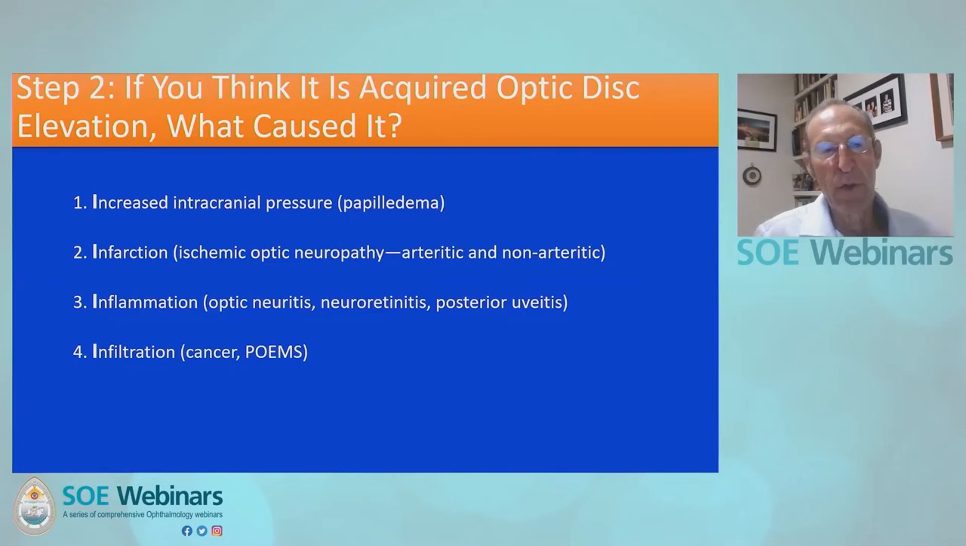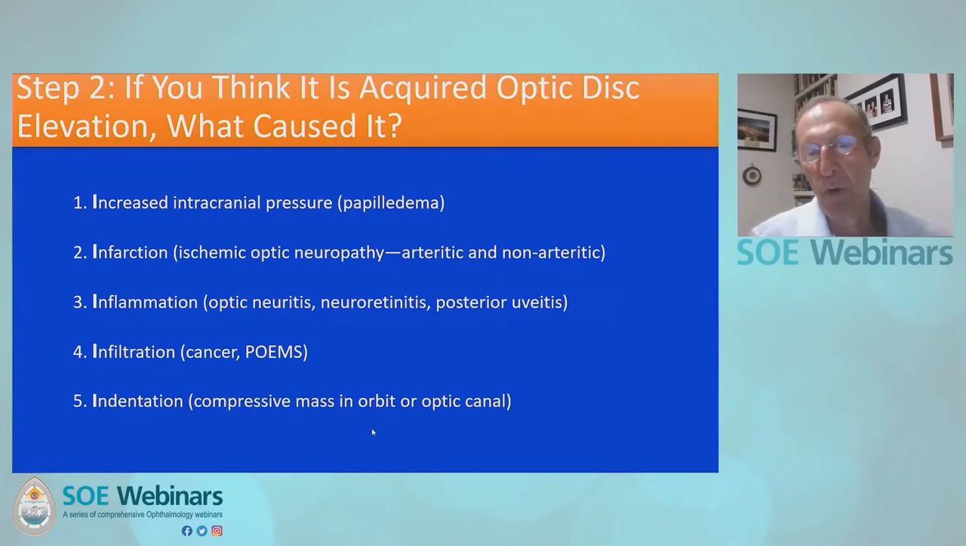The fourth cause is infiltration, and you can see that I have rather poetically tried to make all of these causes begin with the letter I as a way of helping you remember. Infiltration of the optic disc is caused by cancer and also by protein in this condition known in English as POEM syndrome. The fifth cause is indentation, and you can see I'm stretching things a little bit to keep the I. And that would be by a compressive mass in the orbit or the optic canal. That is where you will get most of the swelling of the optic disc, either in the distal orbit near the globe or in the optic canal where there is no room for stretching of the mass.